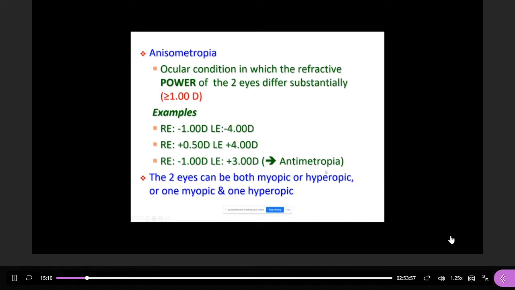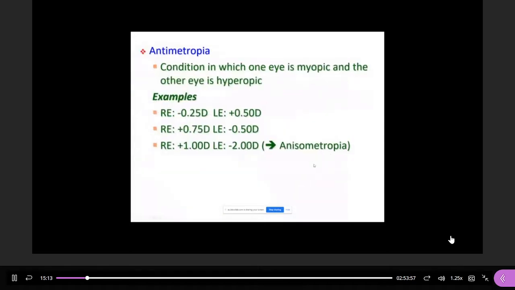All right, I will go back to this slide later. So what is antimetropia? Antimetropia means one eye... Anti means different. So one eye is myopia, another eye is hyperopia. Because when we write the prescription, myopia normally is minus, hyperopia normally is plus. So one eye is minus, one eye is plus. Therefore, we can call that anti.